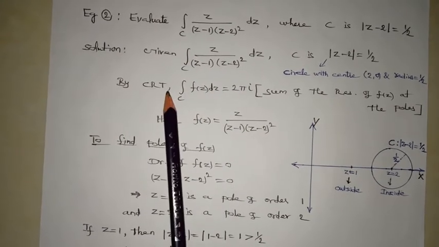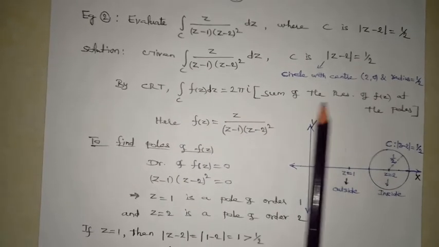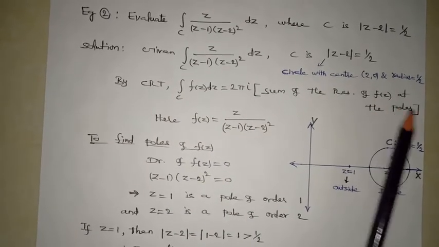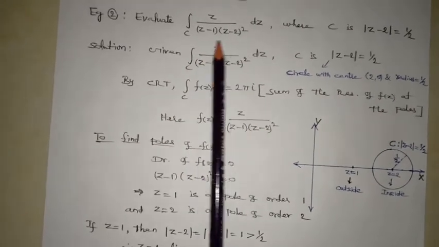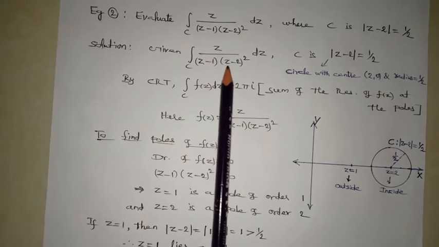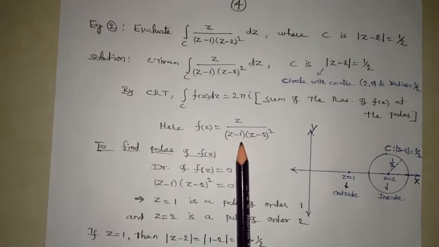By Cauchy residue theorem, the integral over C of f of z dz is equal to 2 pi i times the sum of the residues of f of z at the poles. Now here f of z is this integrand. What is the integrand? z divided by (z minus 1) times (z minus 2) the whole square. This is our f of z.